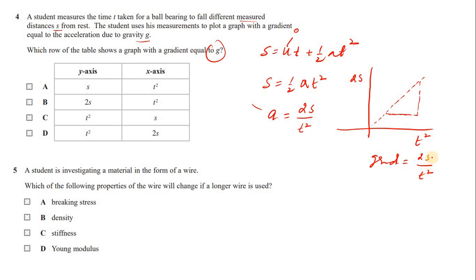So you should plot a graph with 2s on the y-axis and t squared on the x-axis. So on the y-axis you should take 2s, and on the x-axis you should take t squared. So option should be B.